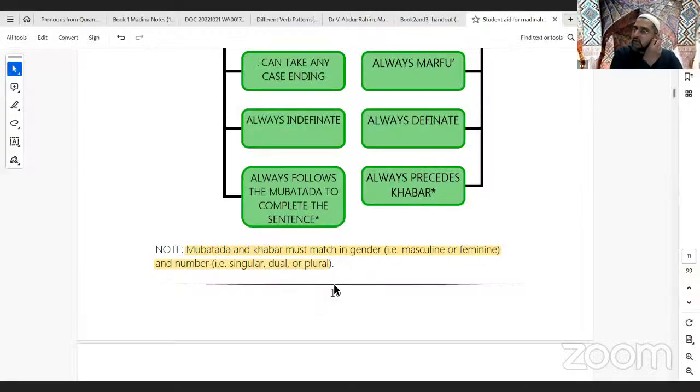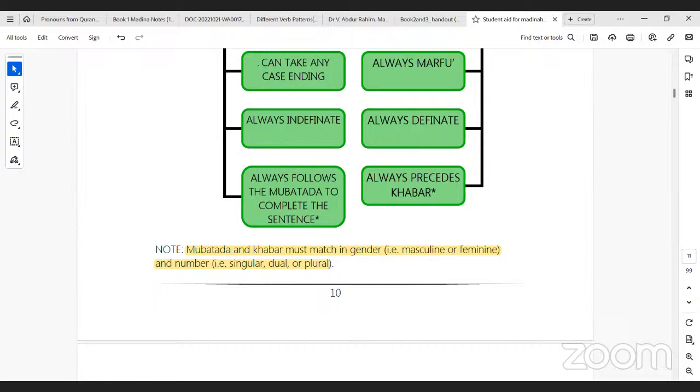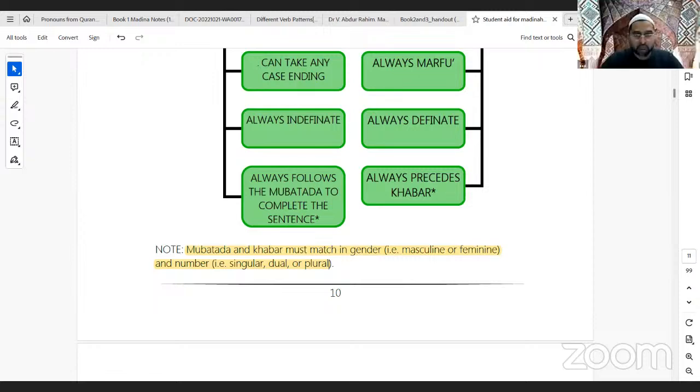Right. So, okay, sister. Sayyida. Next example. Masculine. Mubtada and khabar match in gender. I want you to give me an example of a masculine one. Okay. Muhammadun. What is Muhammadun.